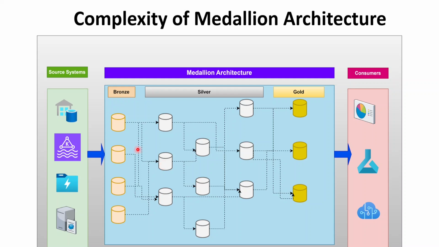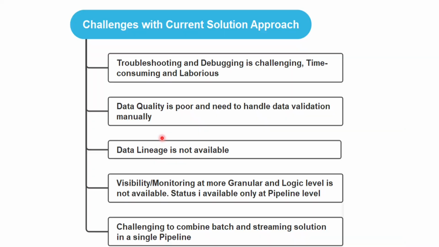So when we have such complex architecture, what are the problems we will have? That is what we have to understand, because Delta Live Tables is going to address those issues later. So first of all, let us understand what is the problem we are going to face with this kind of complex architecture. First of all, troubleshooting and debugging is going to be very challenging.